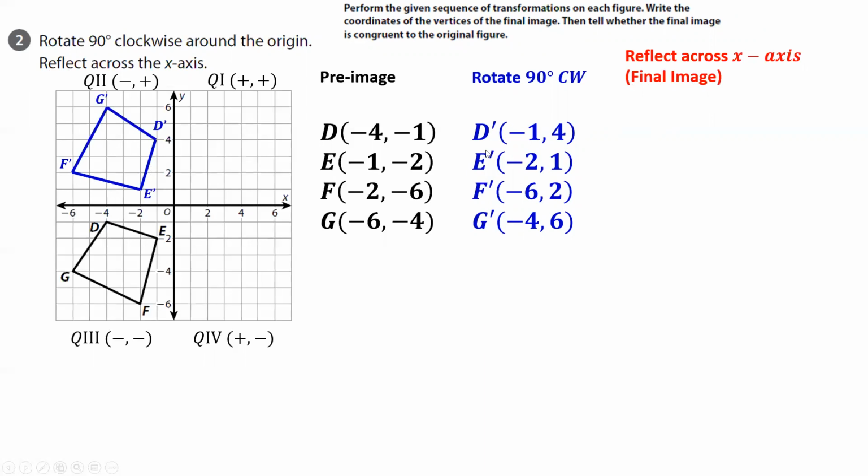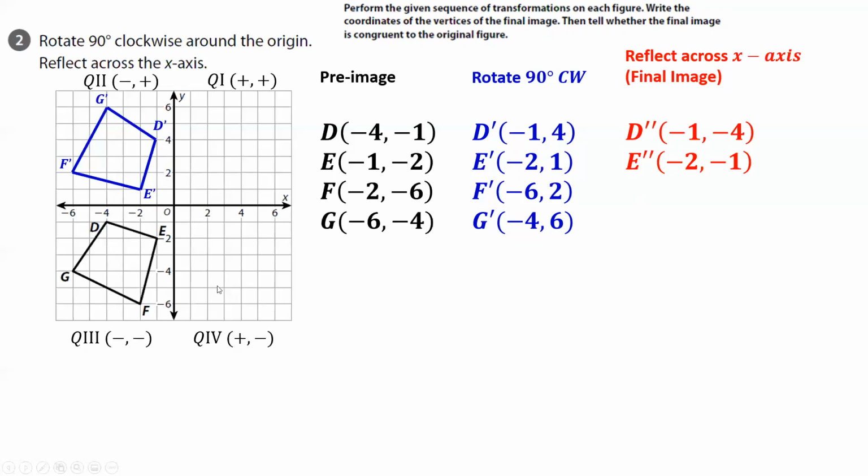To reflect, remember, you just kind of have to count how far away you are. Since I'm reflecting across the x-axis, that's your line that goes left and right, you just have to count how far away you are. So D' is 1, 2, 3, 4 away from the line of reflection. So I just go 4 the other way. 1, 2, 3, 4. So D'' will land here at -1, -4. Now for E', well, that's just 1 away. So I go 1 the other way. So E'' will land at -2, -1.